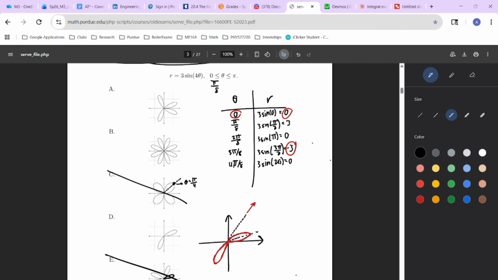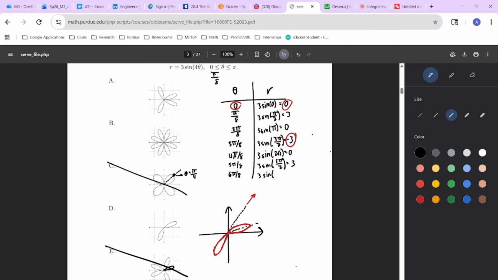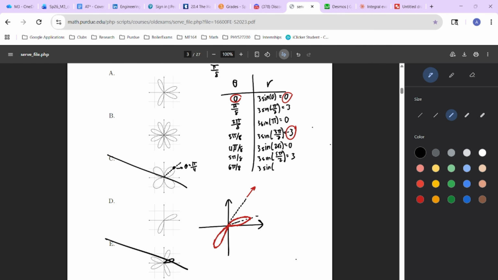Let's continue plugging in values until we get to theta equals pi. For 5 pi over 8, we get 3 sine of, what is this? 5 pi over 8 times 4 is 5 pi over 2. And that would be equal to pi over 2 again, which would be 3. 6 pi over 8 would become 3 pi over 4. That would be 3 sine of, I can probably just keep adding pi over 2's. That's the trend I'm seeing right here. So I'm going to add another pi over 2 to 5 pi over 2. I would get 6 pi over 2, which is 3 pi.